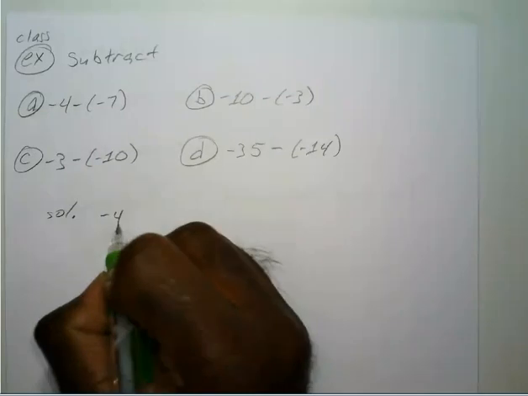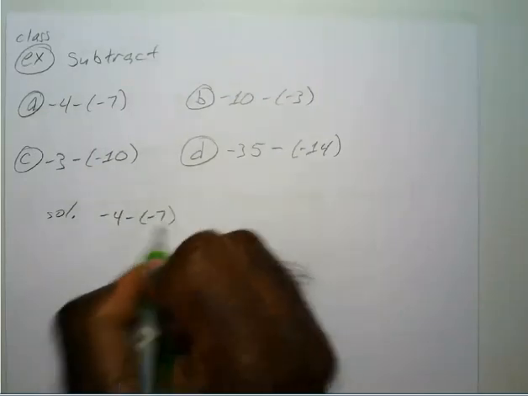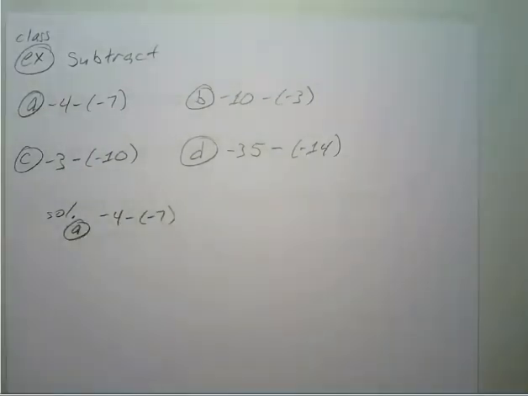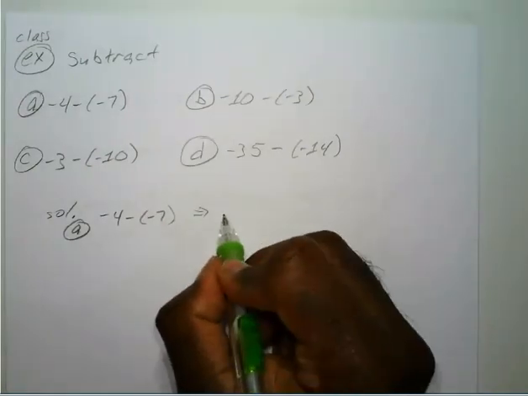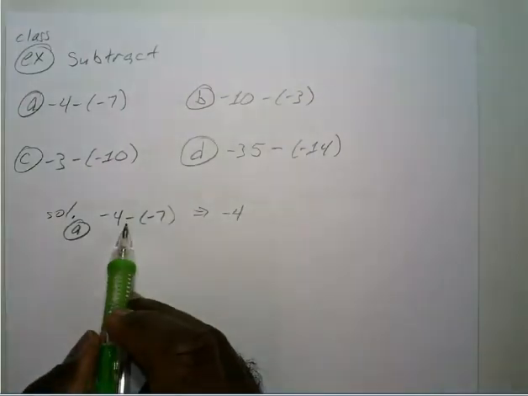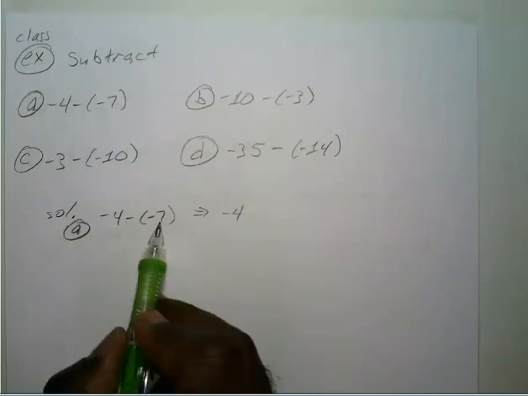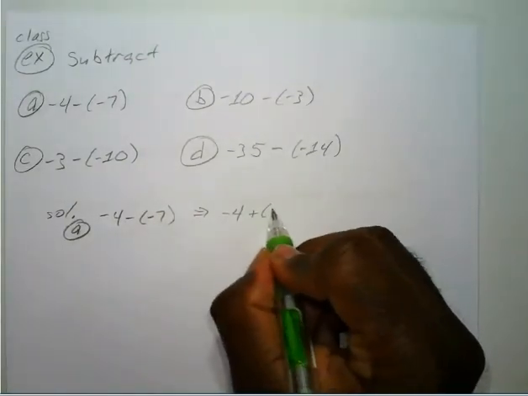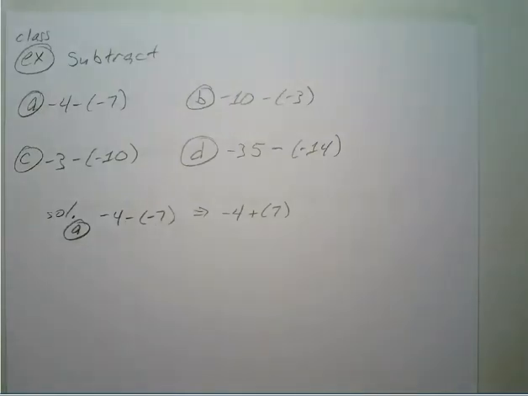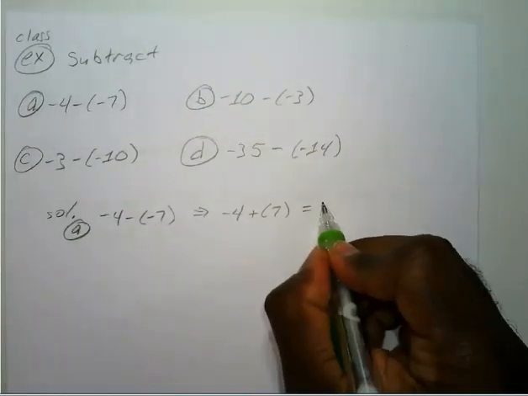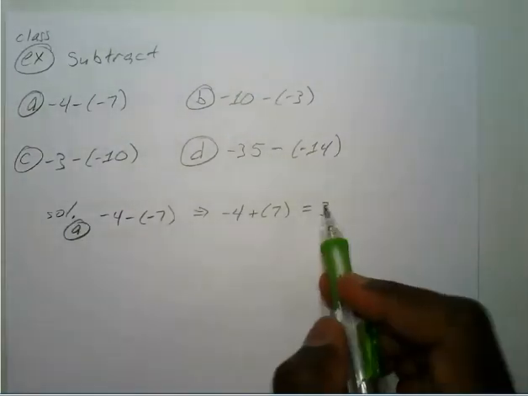Okay, so negative 4 minus negative 7, problem A. You're going to rewrite that as negative 4, and instead of minus negative 7, it's going to be plus, then you're going to change the sign. So plus positive 7, or just 7, which is equal to positive 3.